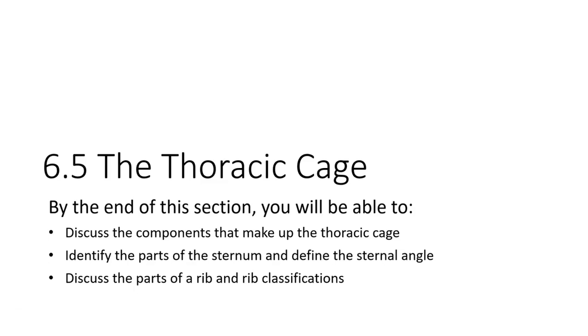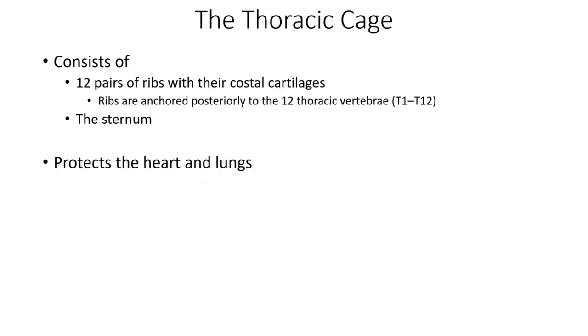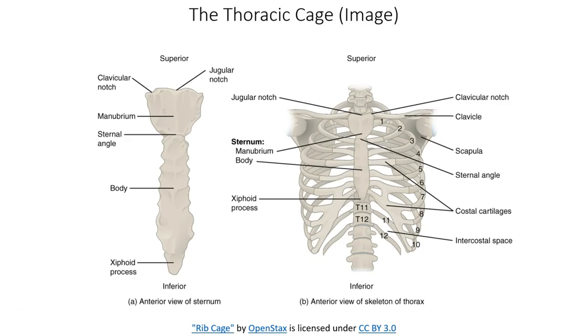And next up is the thoracic cage. So this is going to be sternum and ribs protecting the heart and lungs. So we've got 12 pairs of ribs with their costal cartilage. These are anchored in the posterior side to the 12 thoracic vertebrae, and then we've got the sternum in front. Again, really important for protection.